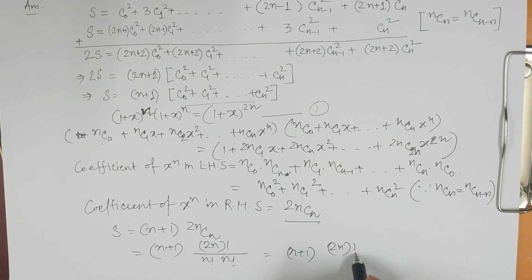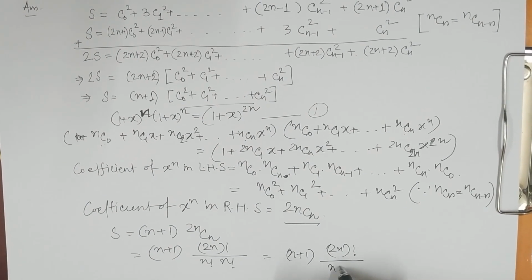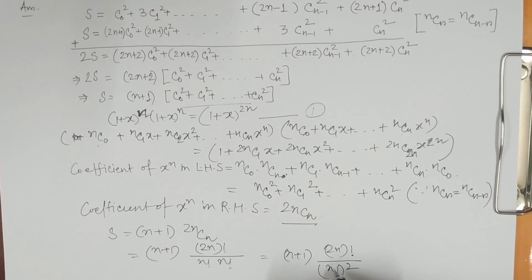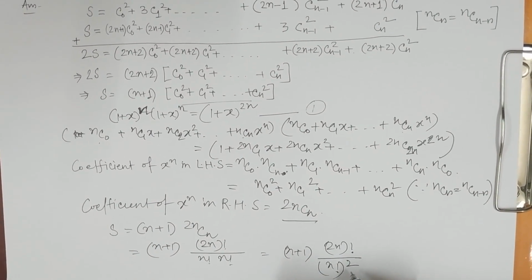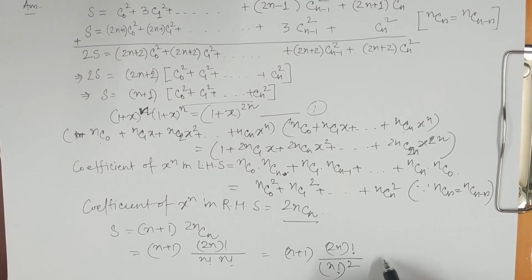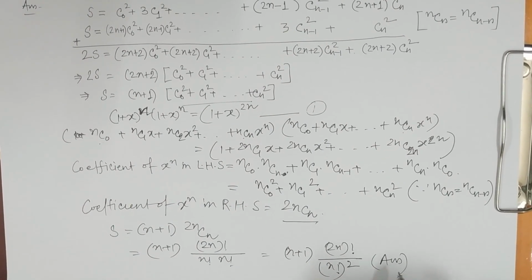So this looks like (n plus 1) into (2n)! by (n!)². So this is our required answer.